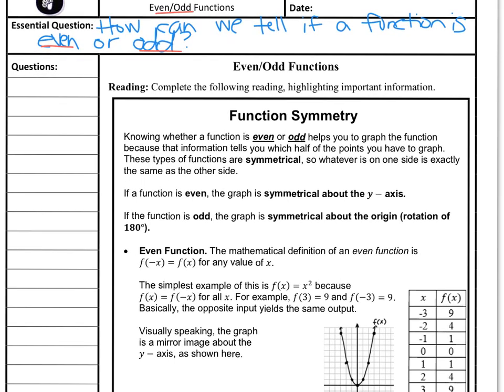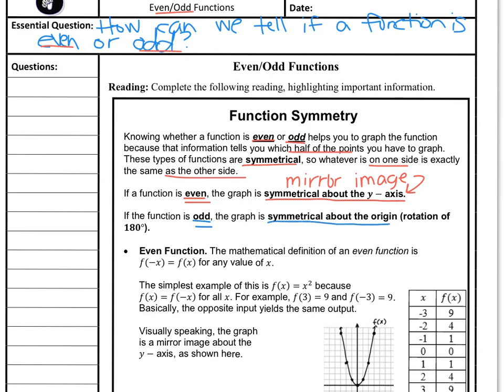It says, knowing whether a function is even or odd helps you graph the function because the information tells you which half of the points you have to graph. These types of graphs are called symmetrical. So whatever is on one side is exactly the same on the other side. If a function is even, it is symmetrical about the y-axis. Symmetrical just means it has that mirror image, and I believe this is later in the notes, but it has a mirror image on either side of the y-axis. Then a function is odd if it is symmetrical about the origin.